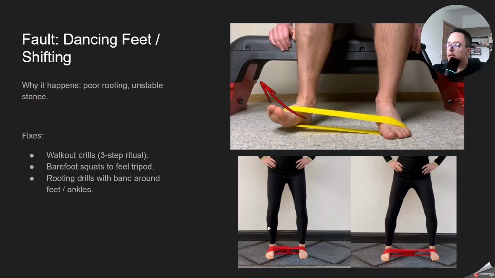Using a band around your feet, opening up, or even doing squats with it, because the band is trying to pull you inward. Your body has to resist it, and you're going to have a little bit more, let's say, small toe pressure in there and big toe pressure. So all these are really excellent drills to make the rooting feel a little bit better, and even connect you with the root itself.